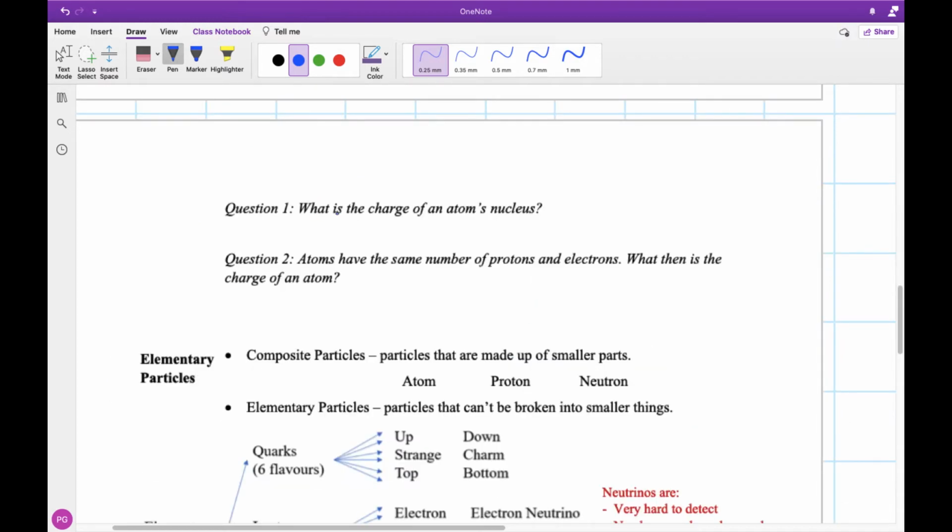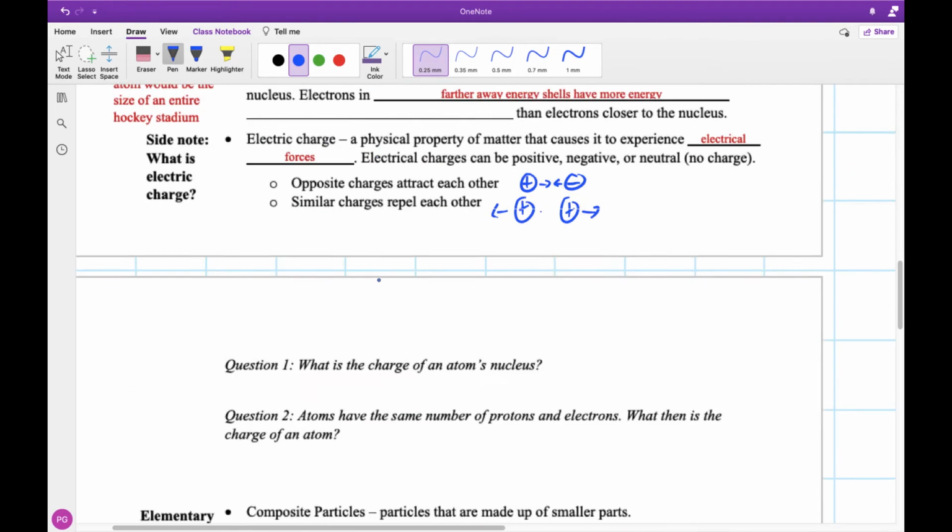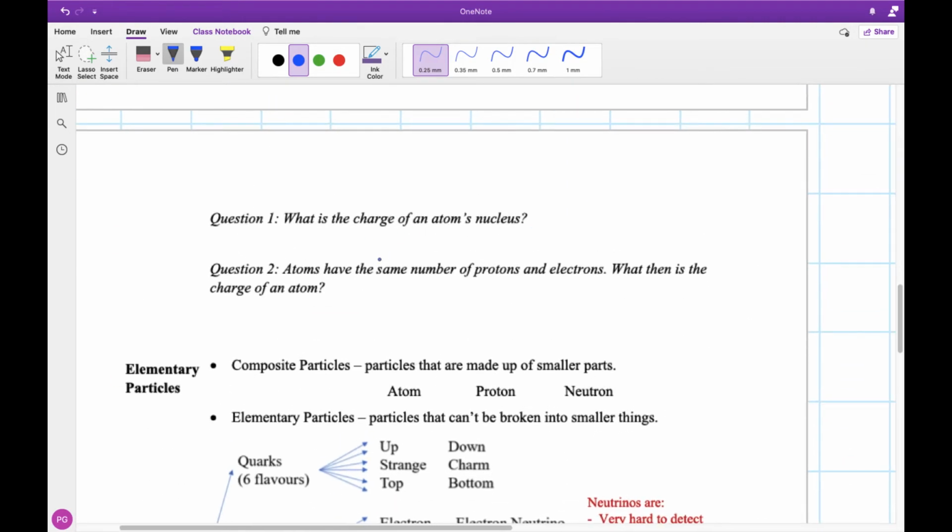So our first question is, what is the charge of an atom's nucleus? Well, if we look at what makes up a nucleus, it's a bunch of protons and neutrons. So the charge of an atom's nucleus is equal to the number of protons. Atoms have the same number of protons and electrons, and this is true for all atoms: there's always an equal number of protons in the center compared to the number of electrons going around it.